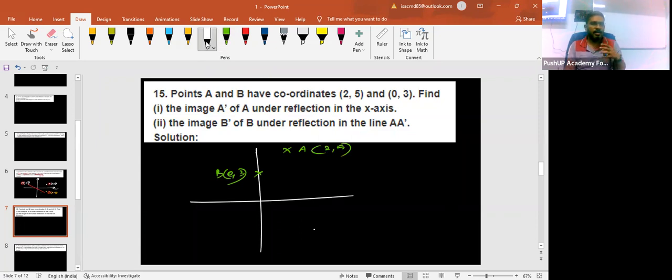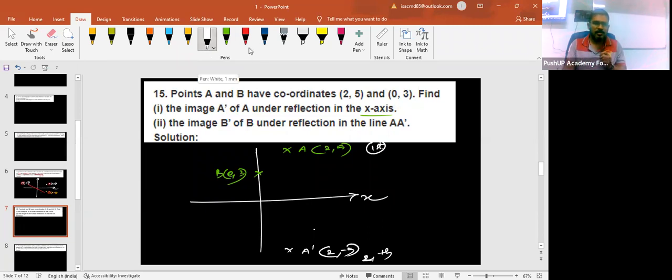Now they are asking you to find the image A dash of A under reflection in the x-axis. So if A is getting reflected in the x-axis, here is your x-axis, it goes from the first quadrant to the fourth quadrant. In the fourth quadrant, the coordinates of A dash would be 2 comma minus 5 because in the fourth quadrant x is positive, y is negative.